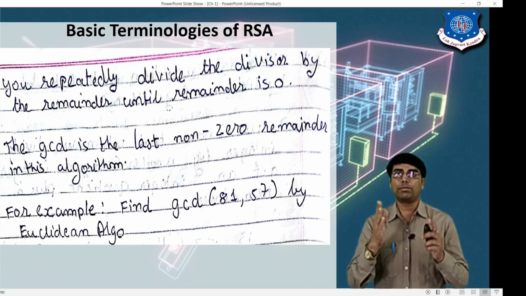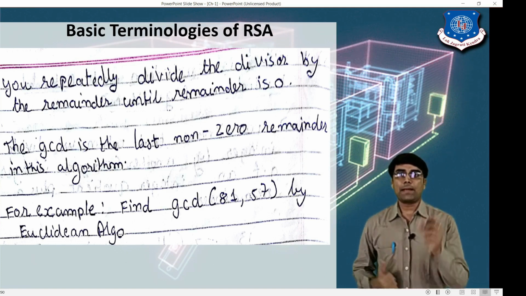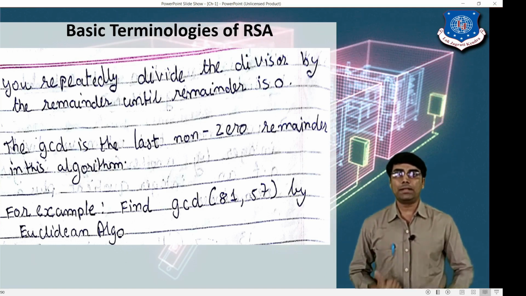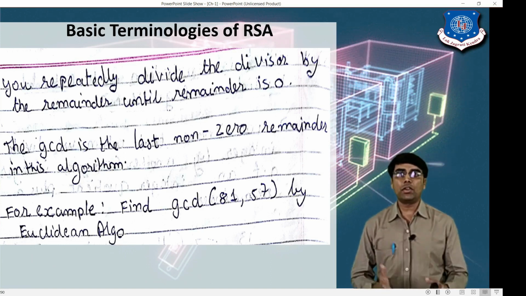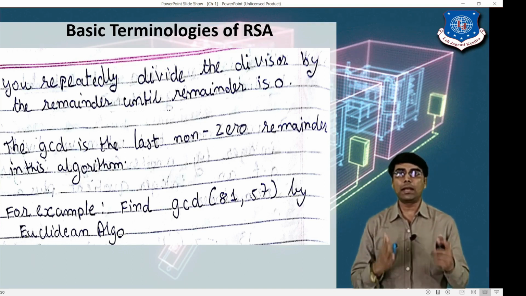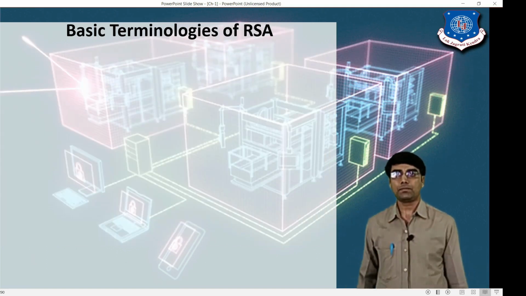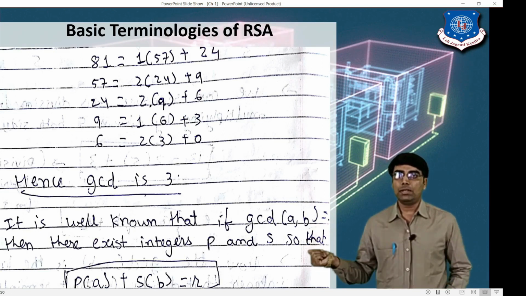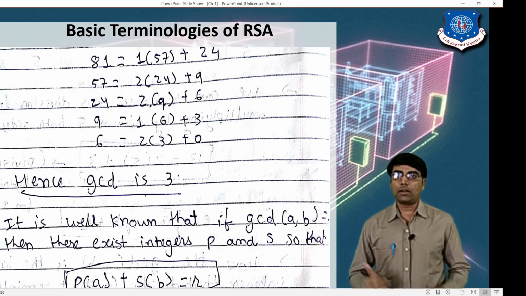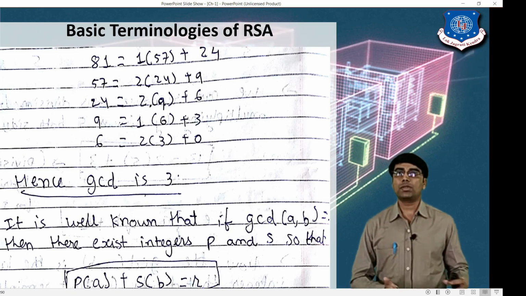So let's take an example to find the GCD of two numbers. The example is GCD of 81 and 57 using the Euclidean algorithm. With the help of the Euclidean algorithm, how do we find the GCD? Let's see. Here we put the 81 on one side of the equation, so 81 equals 57 plus 24.